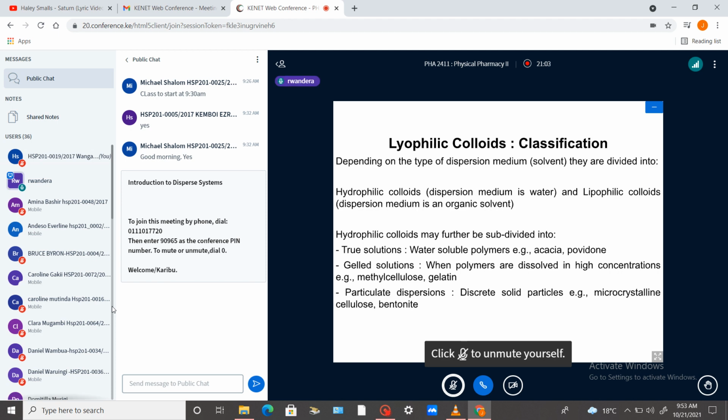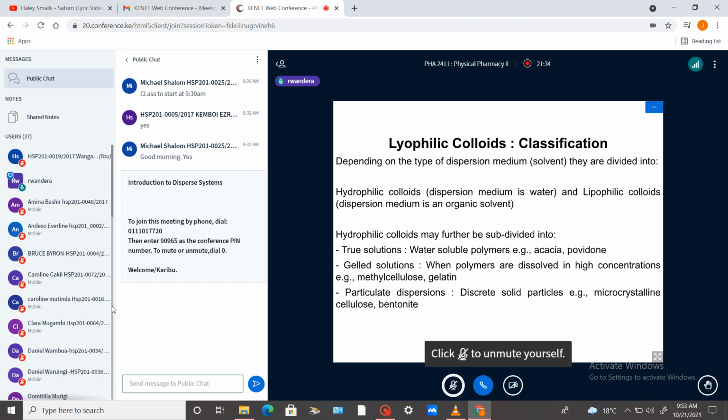So how do we classify lyophilic colloids? They're divided into two. We have hydrophilic colloids, where the dispersion medium is water. So where a colloid appreciably interacts with water, we term it a hydrophilic colloid. And we also have lipophilic colloids, where the dispersion medium is an organic solvent.